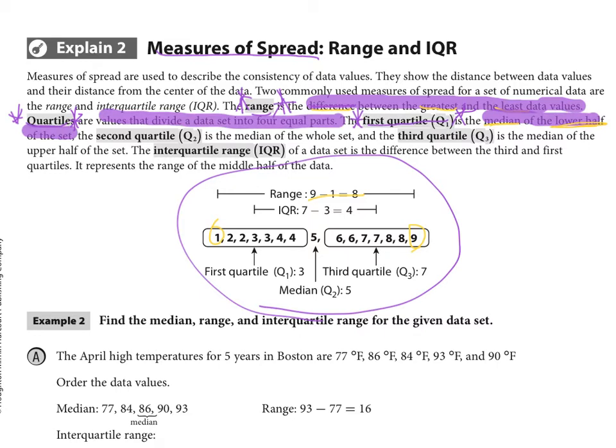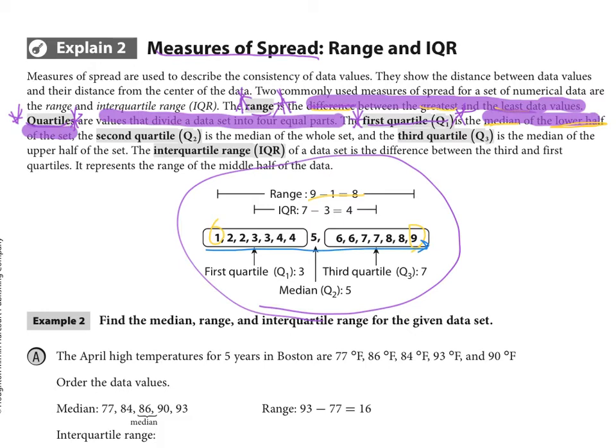And then the second quartile is the median of the whole set. So we need to think about this. We're labeling our set from left to right, least to greatest. Then we are breaking it up. First is leftmost. Second is the middle. And third quartile would be the upper half.